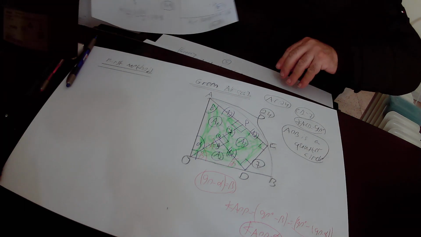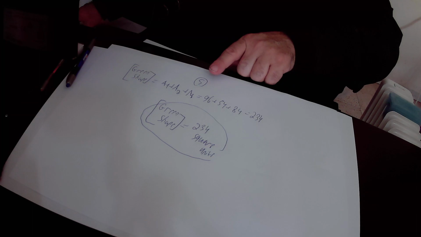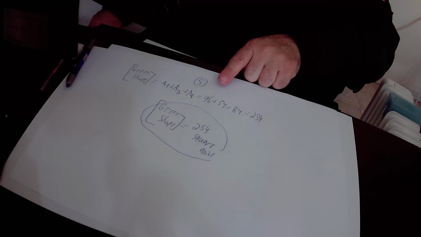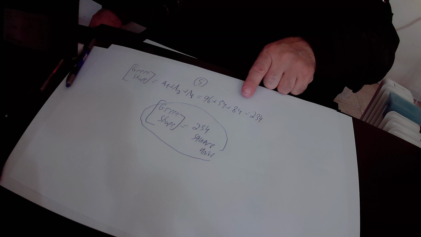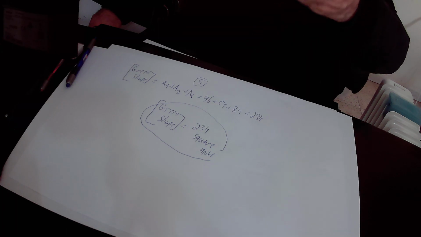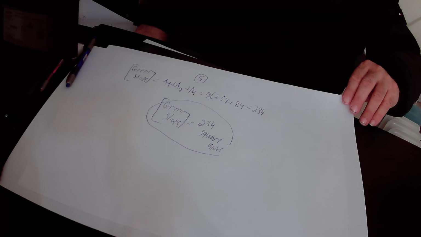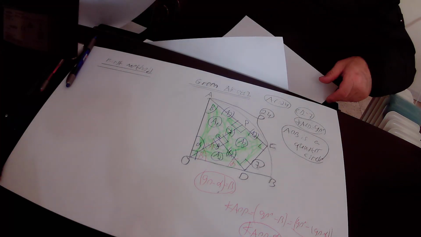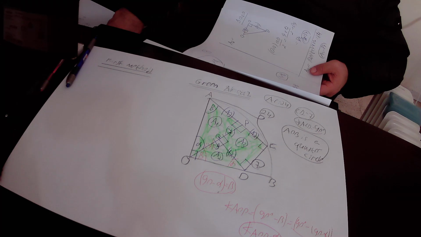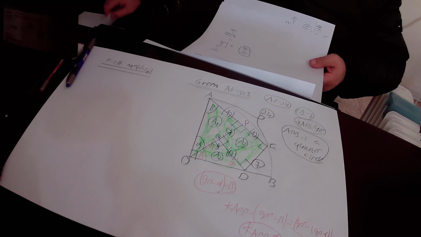Again, the area of the green shape in total equals A1 plus A2 plus A3. A1 is 96, A2 is 54, and A3 is 84. 96 plus 54 is 150, 150 plus 84 is 234. So in conclusion, the area of the green shape equals 234 square units. We finish with the first method. In the next step, I will show you how to find the area of this green shape according to the second method.